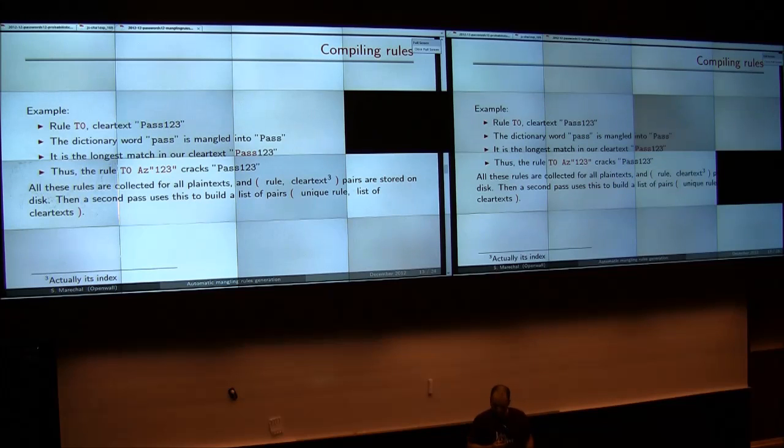So here is an example. Let's say I have as a rule T0, which toggles the case of the first character, and my clear text is Pass123, with the first character being capitalized. In my dictionary, I have the word pass, so by toggling the first character, I get the word Pass with the first character capitalized. And the longest match becomes Pass, which means that my rule T0 and append 123 does crack this password. So this is what I am storing, a list of rules, and with each rule I have the list of passwords that it cracks.